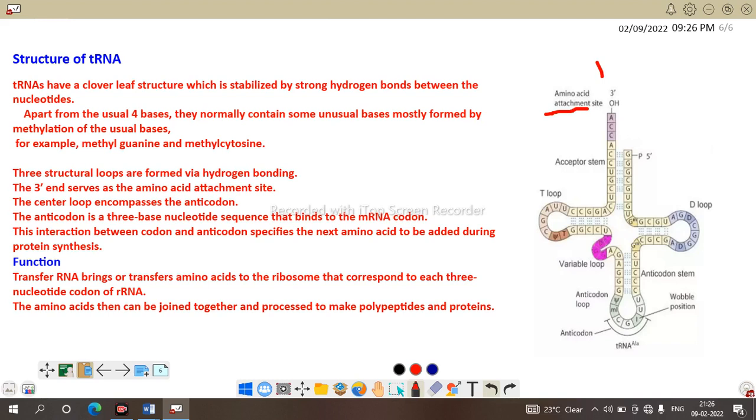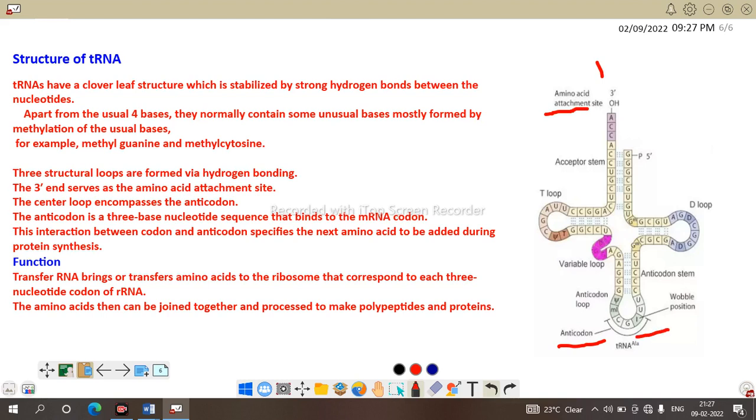OH group, here is the displayed image. You may see the 3' end. Here is the amino acid binding site at the 3' end, and the phosphate binding site is the 5' end. The 3' end is the attachment site. The center loop encompasses the anticodon. The anticodon is a 3-base nucleotide sequence that binds to the mRNA codon. Suppose here is the C, G, suppose here is the U. So the subsequent nucleotides are attached at this site.